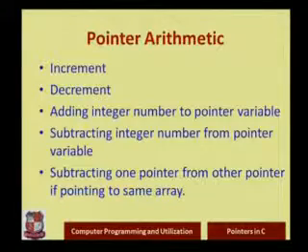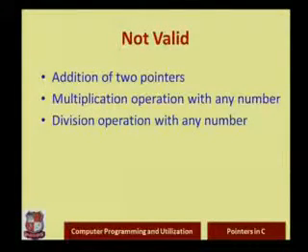We can also add an integer, as we saw in our previous example. We can also do something like ptr1 plus 5. Then what happens if it is an integer *ptr? It will move 10 bytes ahead when you add plus 5, with respect to the scale factor. The scale factor is decided based on the data type to which it is pointing. Not valid operations are addition of two pointers, multiplication with any number, or division with any number.